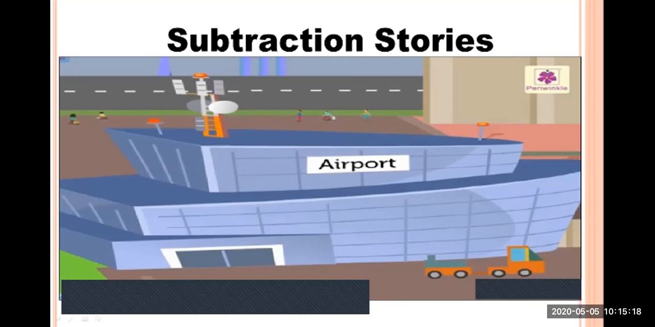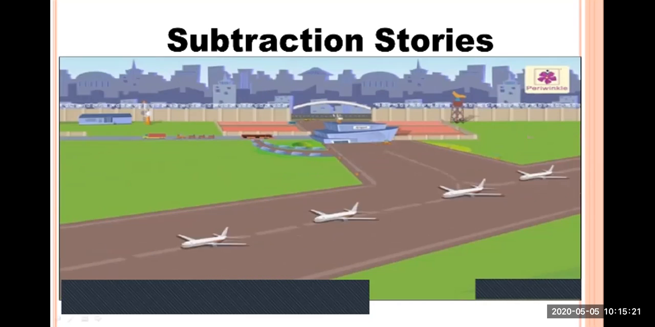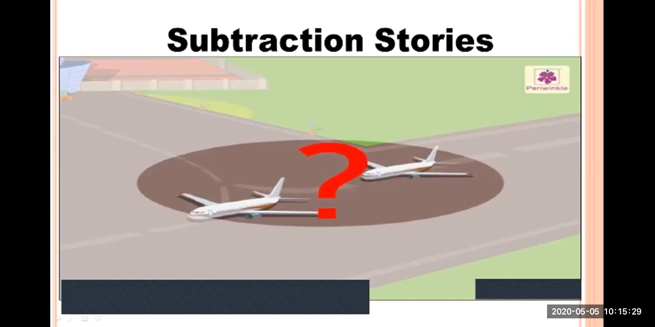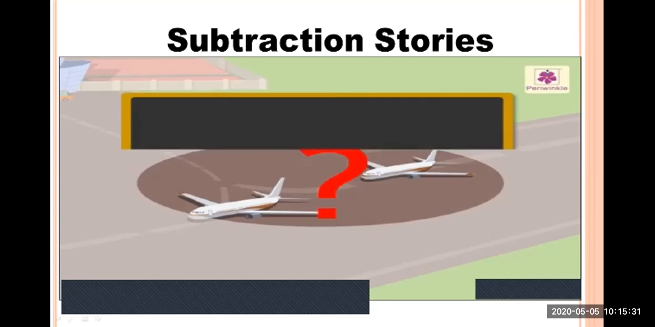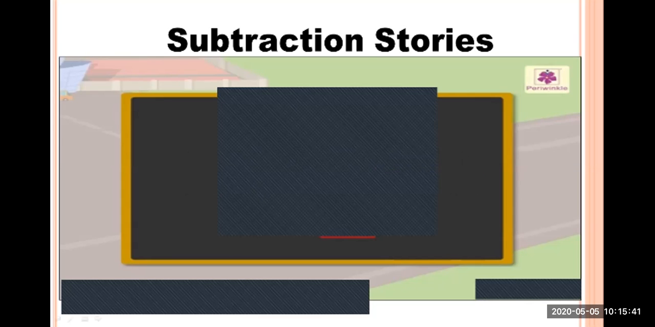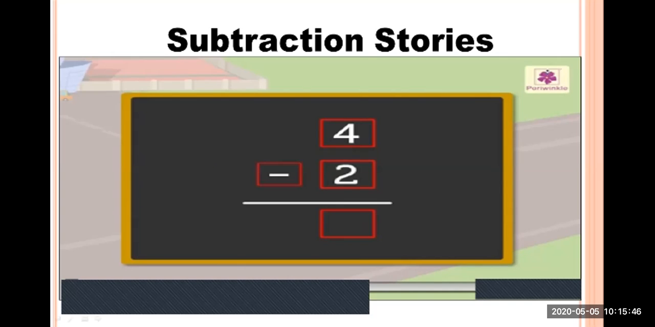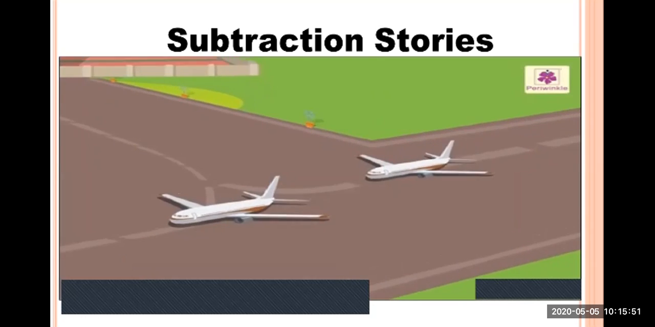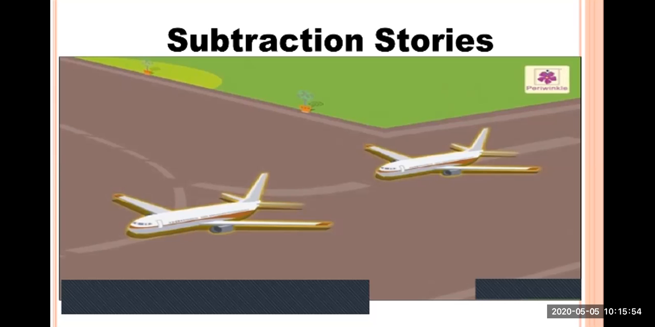Look, now we are at the airport. There are 4 aeroplanes. One by one, 2 planes take off. How many aeroplanes remain in the airfield? How many remain means we have to subtract the numbers given in the information. Hence, 4 aeroplanes minus 2 aeroplanes is equal to 2 aeroplanes. Thus, 2 aeroplanes remain in the airfield.